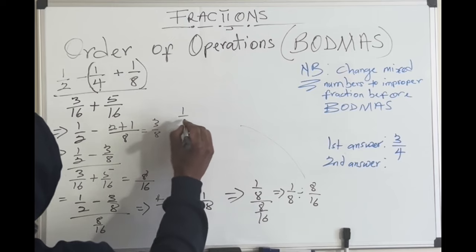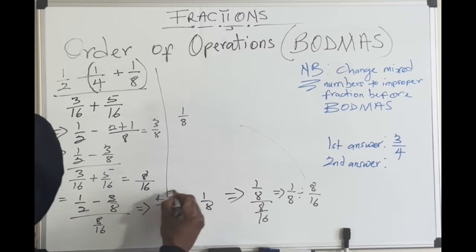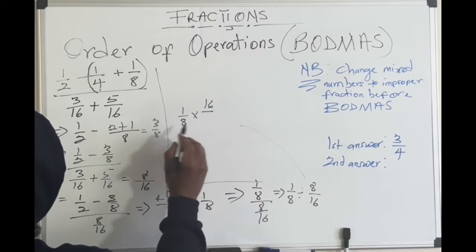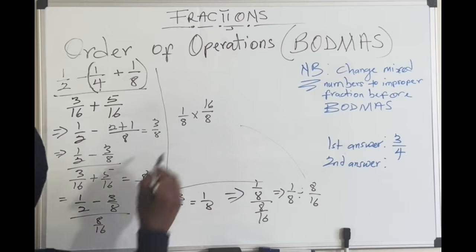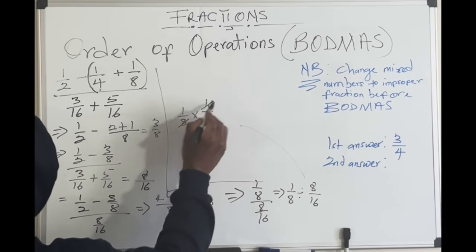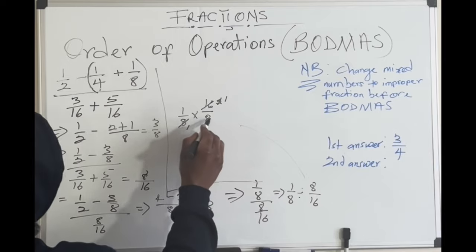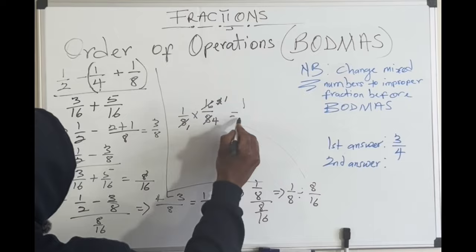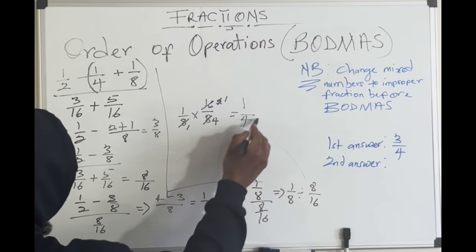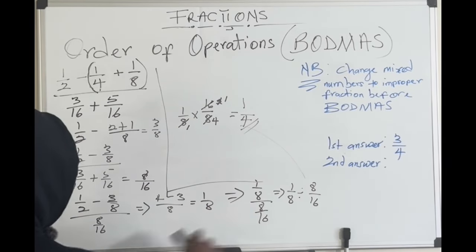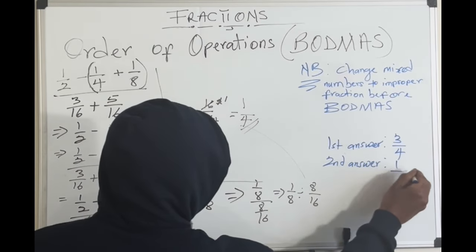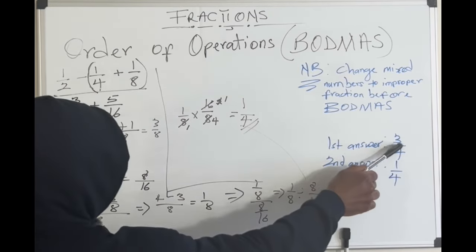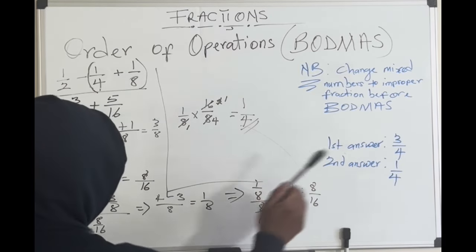Okay, let's just continue here. So 1 over 8 times 16 over 8. We can do some cancellation. 8 goes here 1, goes here 2, 2 goes here 1, goes here 4. 1 times 1 is 1 over 1 times 4 is 4. So our second answer we had 1 over 4. So you see, first answer we had 3 over 4. Second answer we had 1 over 4.